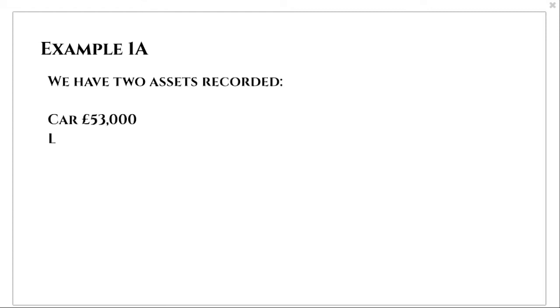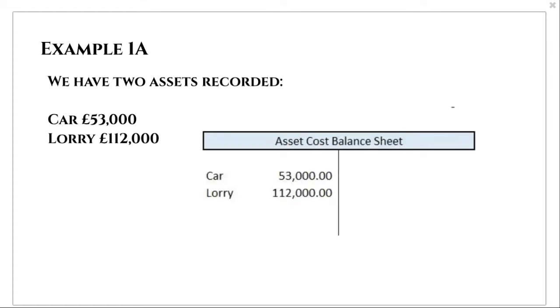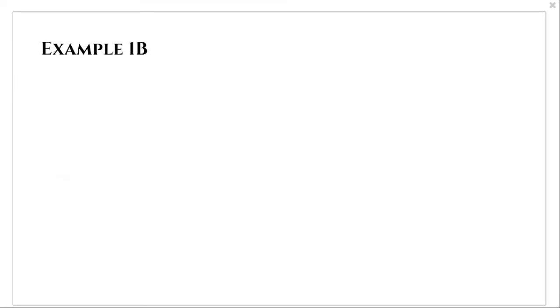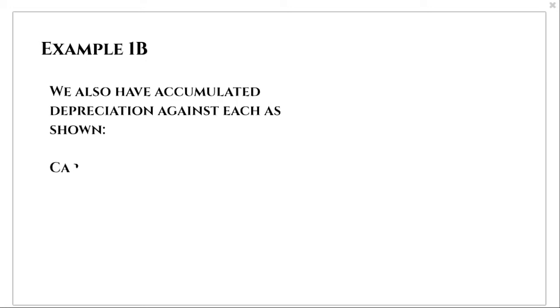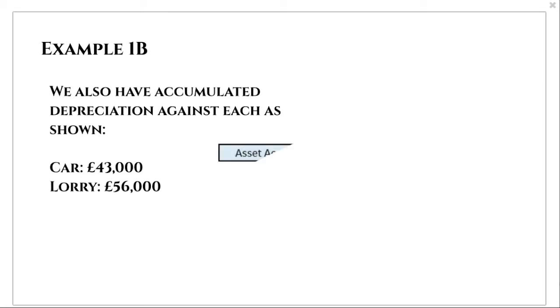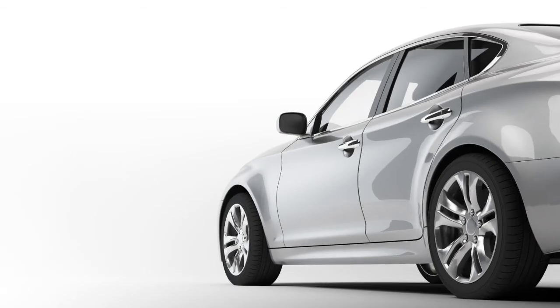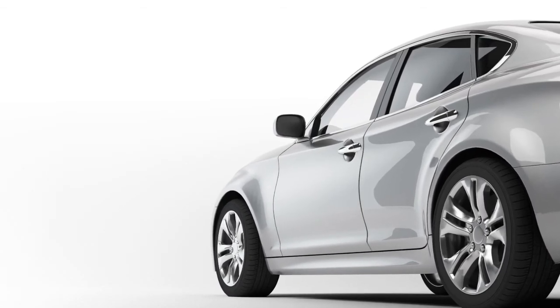Okay, so let's have a look at example 1. If we have a look at the asset cost account on the balance sheet or statement of financial position, we can see that we've got a car for £53,000 and a lorry for £112,000. Now, in terms of the accumulated depreciation to date, that car has been depreciated by £43,000 and the lorry by £56,000. So we've had a look on the market for a replacement car because we want to get rid of the car that we've currently got and upgrade that.